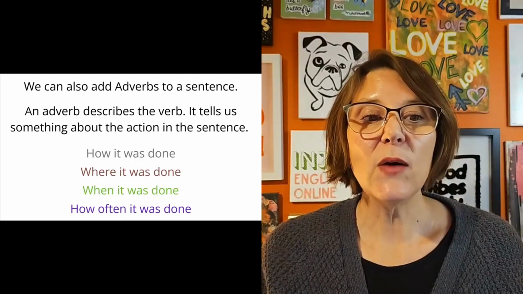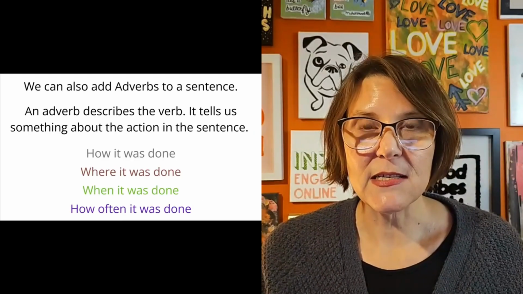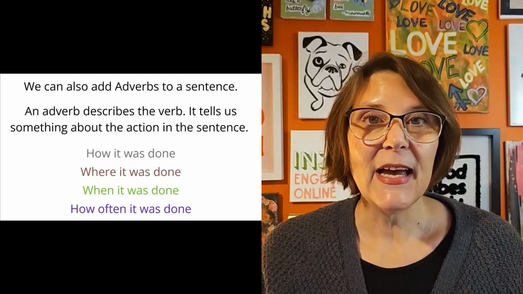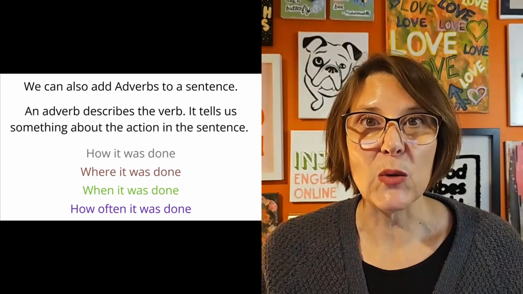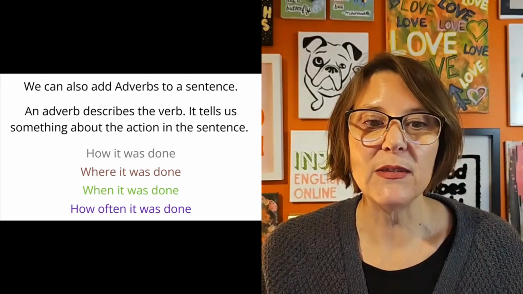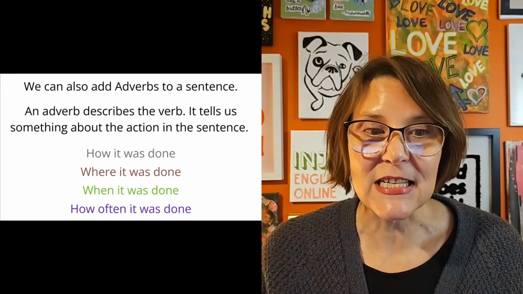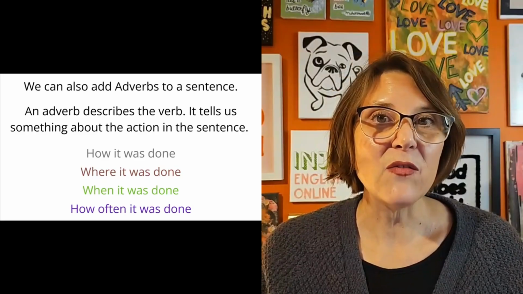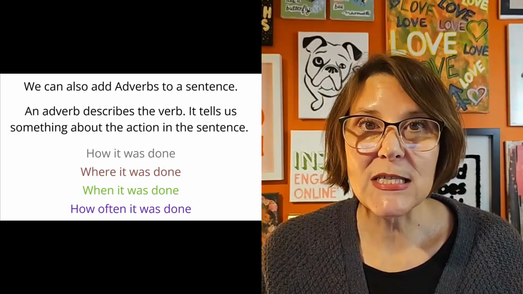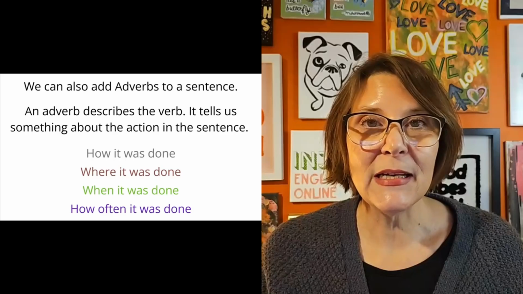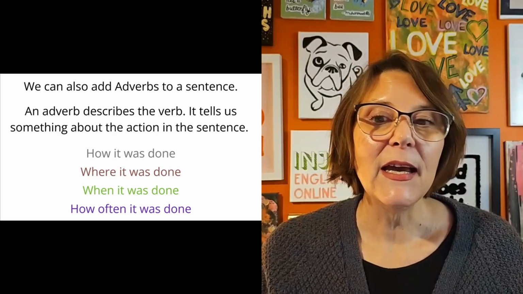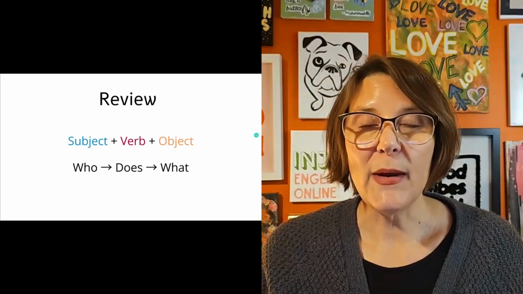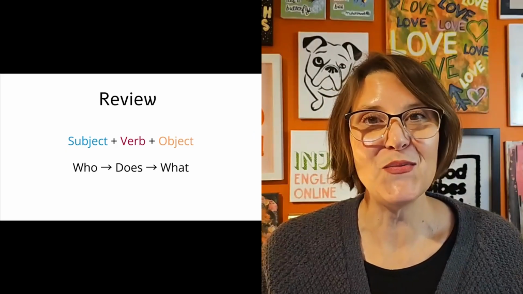We can also add adverbs to a sentence. What is an adverb? Well, it's got the word verb in it. An adverb describes the verb. It tells us something about the action in the sentence. And we have different adverbs in English. We have adverbs to say how it was done, where it was done, when it was done, and also how often it was done.